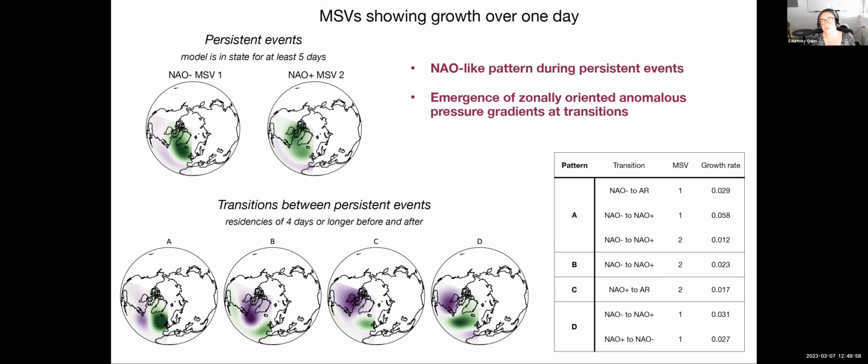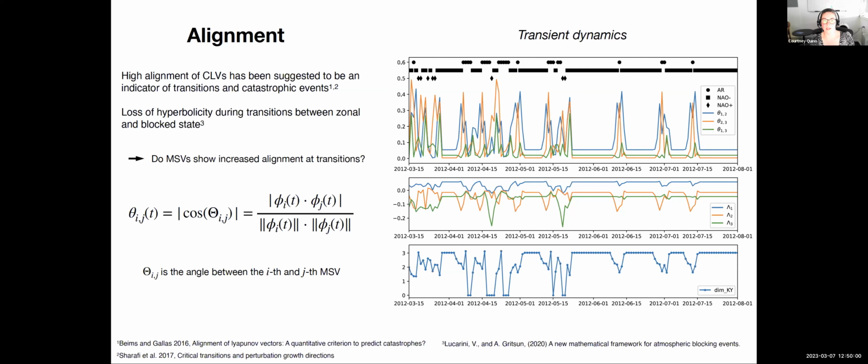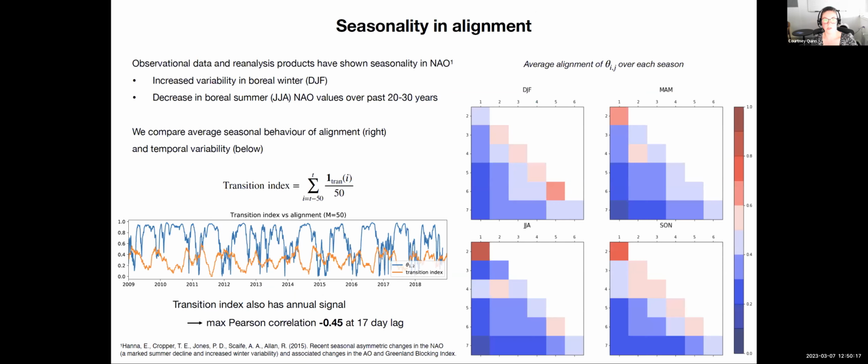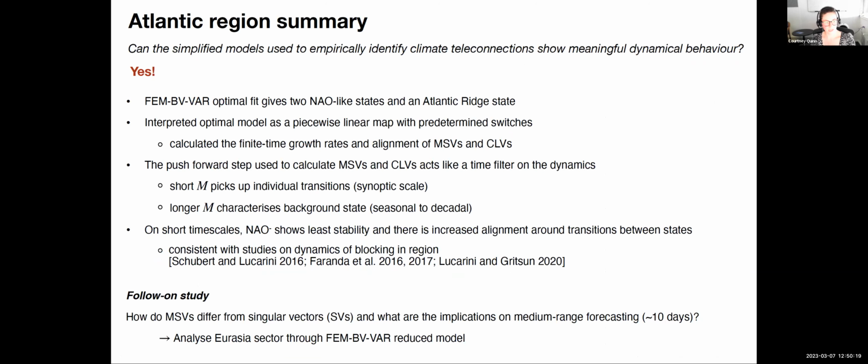And finally, we looked at alignment, because that's often an indicator of transition as well. And we did see that our alignment was increasing as you transition from one state to another. You get this kind of jump in alignment. That's all I really want to say. I'll skip the further details on alignment and just do a bit of a summary.